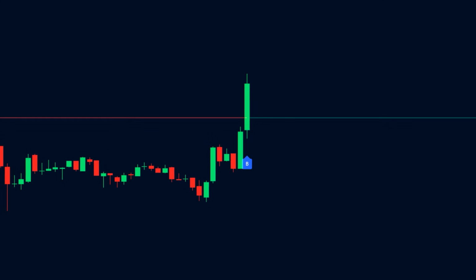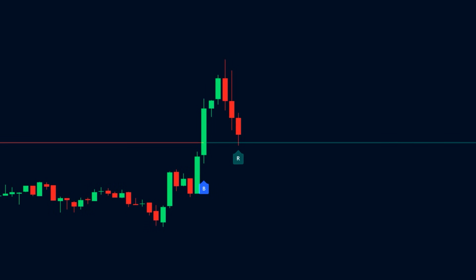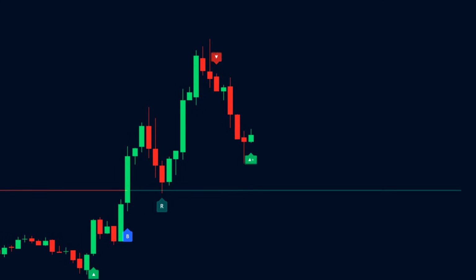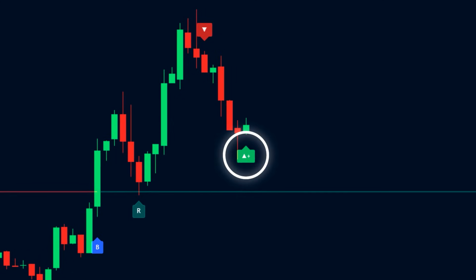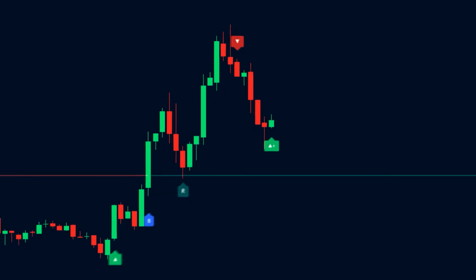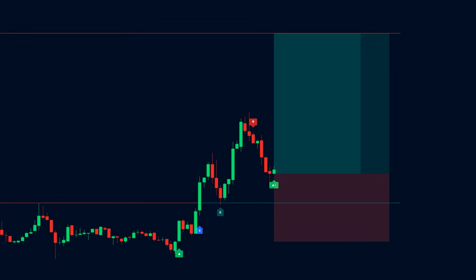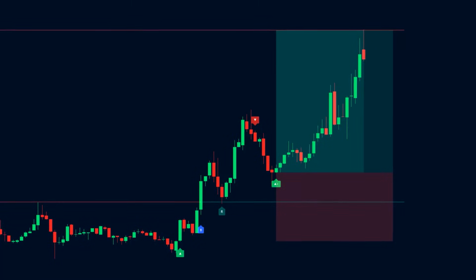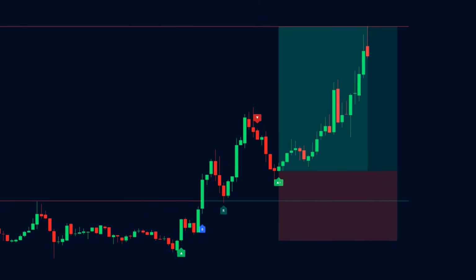But here's the key. You don't enter on the break because most breakouts fail. You wait for price to retest the newly formed support level. Once you get the retest, wait for confirmation from the SFX algo. When the indicator prints a bullish signal after the retest, that's your entry. Place your stop loss below the zone and target the nearest resistance level above. This trade works because you're trading a confirmed breakout with a retest and momentum confirmation.